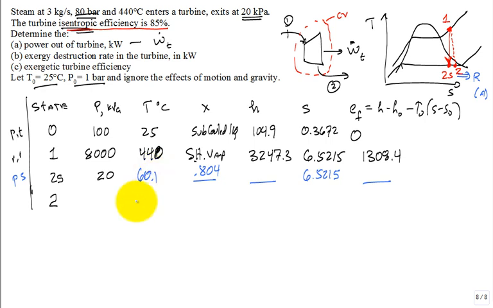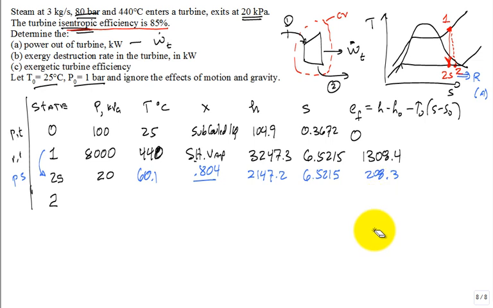Yes, sir? Did you have a question? Yeah, what about the 85%? We're going to do that in our second step. So from 1 to 2S, that's isentropic. And then in the second step, we'll use the information about the 85% isentropic efficiency. And so the enthalpy is, for this problem, 2147.2, and the flow exergy is 208.3.